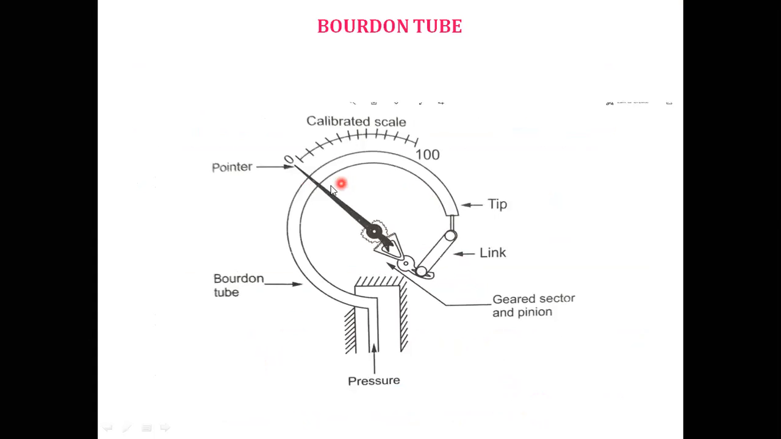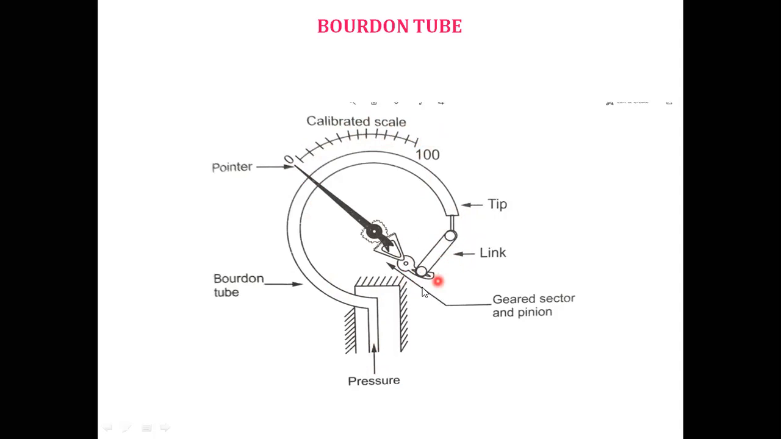This is the shape of the Bourdon tube. I am going to give some pressure here, and this is the calibrated scale from 0 to 100. It is given as 0 to 100 psi like that. The pressure is going to be given, and this is the tip.